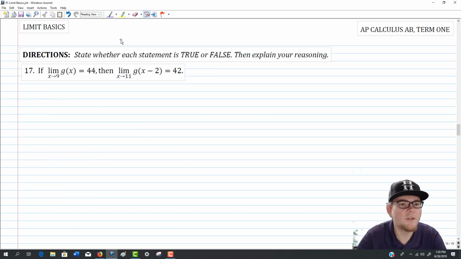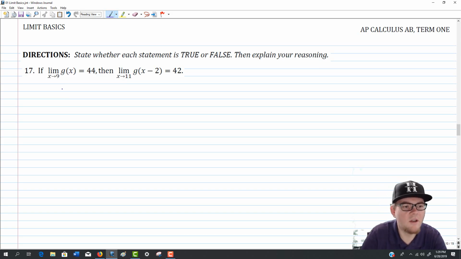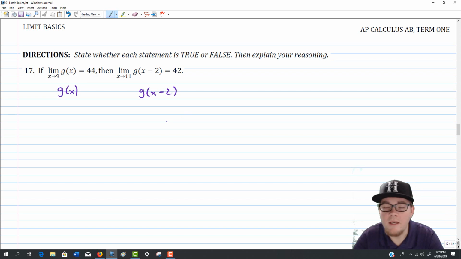Okay, that brings us next to question number 17. In question number 17, the true or false statement, it says, if the limit as x goes to 9 of g of x equals 44, then the limit as x goes to 11 of g of x minus 2 equals 42. So now I think what's at the heart of this question is: what is the difference between the behavior of g of x and g of x minus 2? How are those two things connected, and how can we take advantage of that connection to figure out what the y value should or shouldn't be?